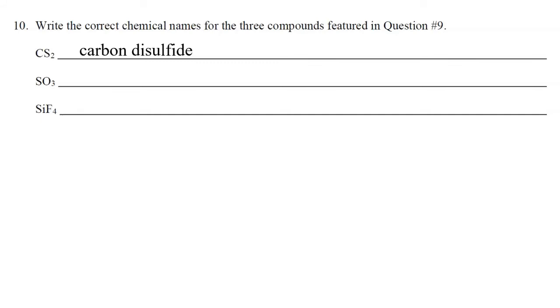In a similar pattern, we have a sulfur and an oxygen. So it's going to be sulfur using the prefix for 3, which is tri, and then oxygen becomes oxide. So sulfur trioxide. And then now we have silicon and fluorine, and the prefix for 4 is tetra. So it's going to be silicon tetrafluoride.